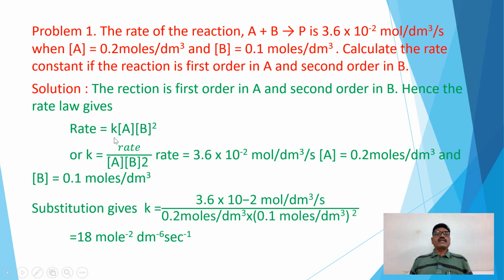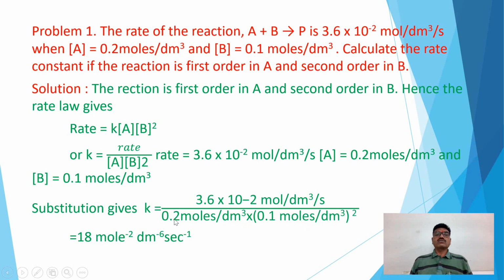Now this can be rearranged. K is equal to what? Rate divided by this, like this. Now substitute the values. The rate is given, the value of A is given, the value of B is given. So just put the values. Look at this, the value of rate is kept here. Then the molar concentration of A and the molar concentration of B, its square is there, like this.